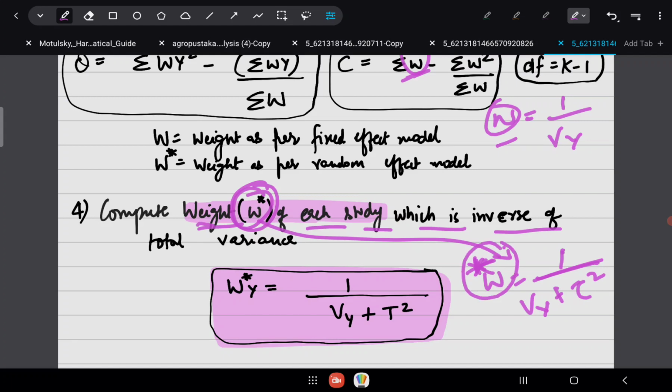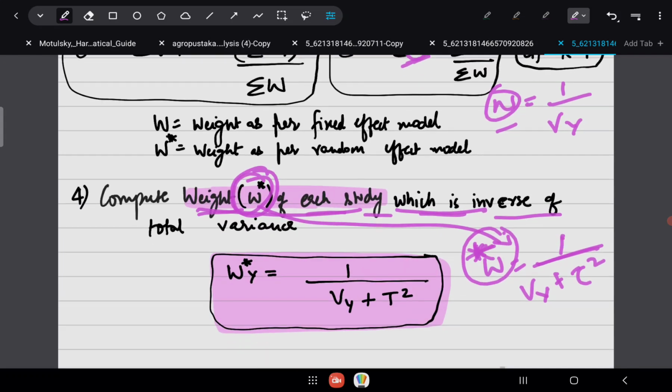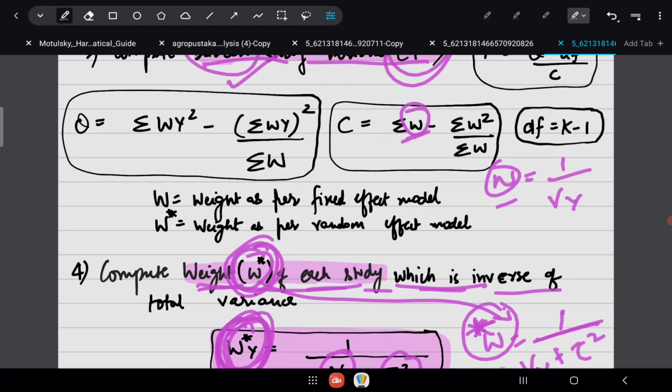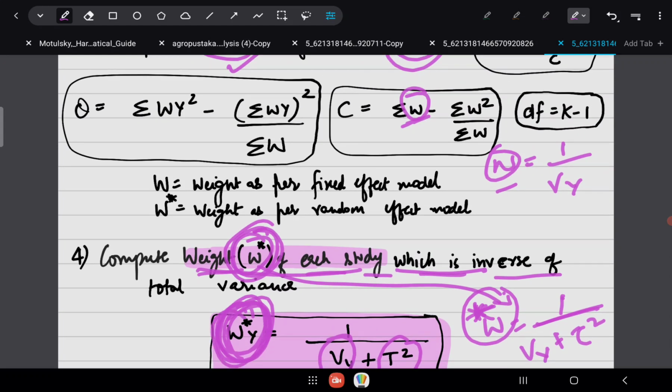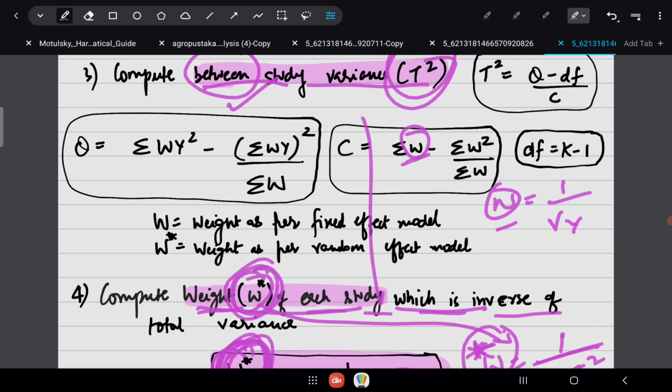Okay, so then you have to compute the W star, because now that you know the between study variance, you can compute the W star, because now you have within study variance also and between study variance also. This is the main weight that we want to know basically for random effect modeling. And to know this W star, you need between study variance also and within study variance also. And for between study variance, we use this formula.